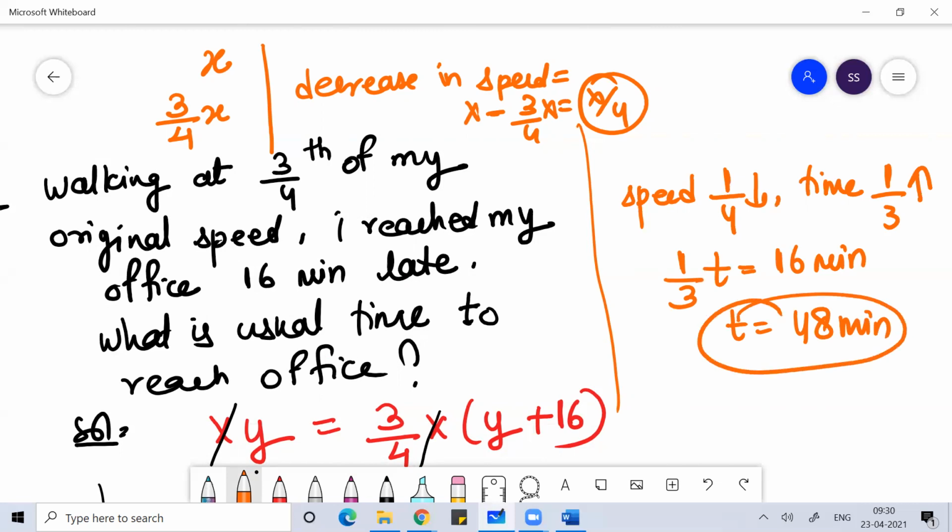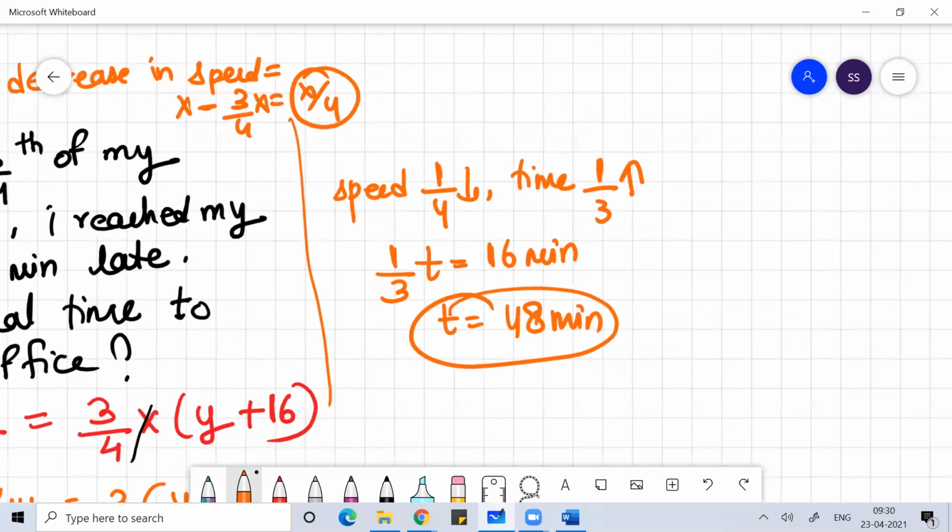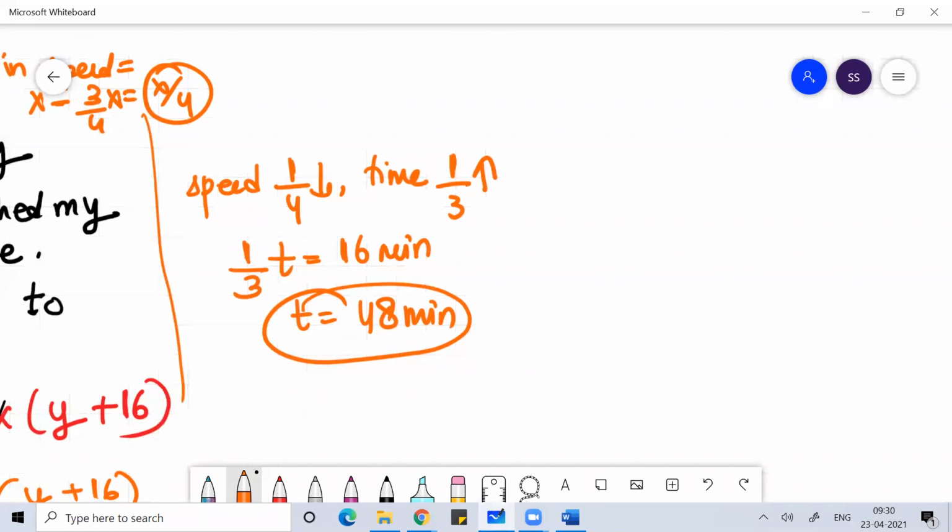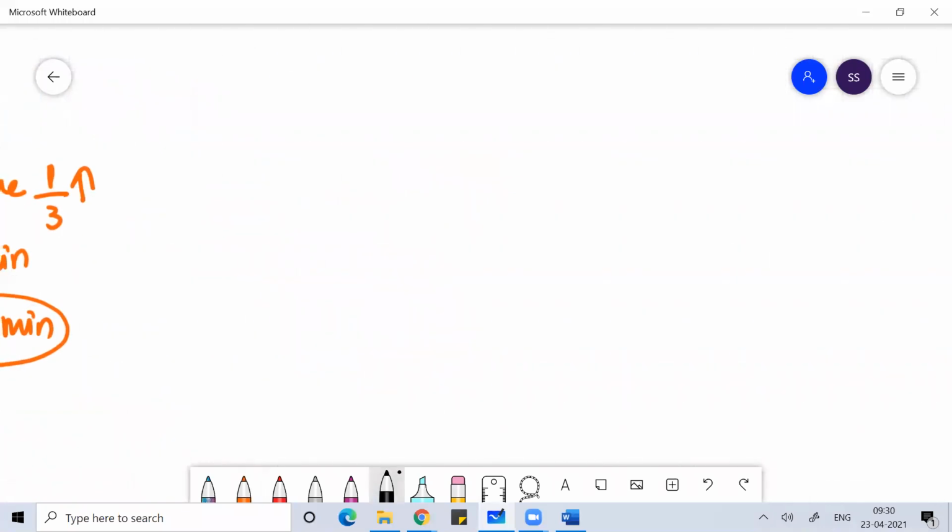This part, I believe everyone understood. So what is the usual time to reach office? That will be 48 minutes. So anyway you do, you'll get the same answer. So remember this relationship in case you get a problem.